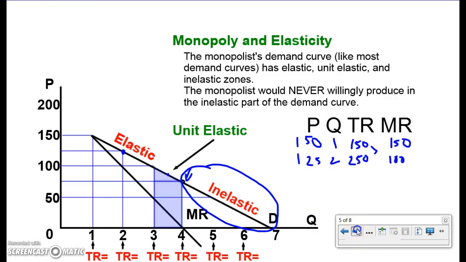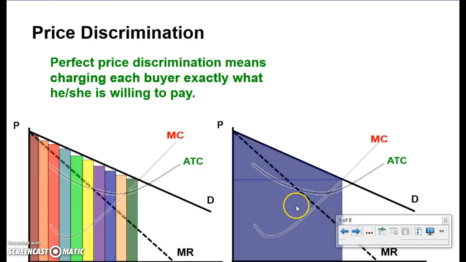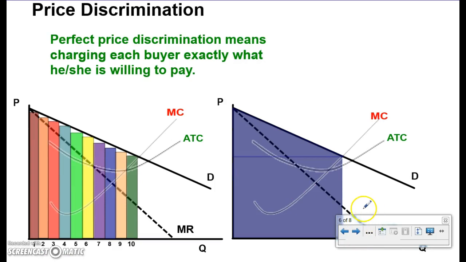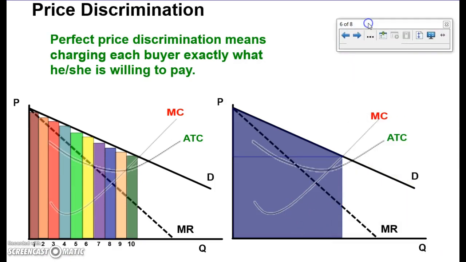All right, we've already looked at this slide, so let's go ahead to the case of perfect price discrimination. Price discrimination means that the monopolist, and this can actually apply to an oligopolist too, anybody who has some type of market power, can charge each buyer exactly the amount that they are willing to pay.